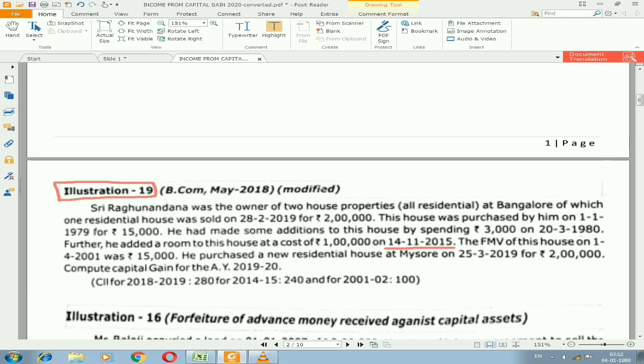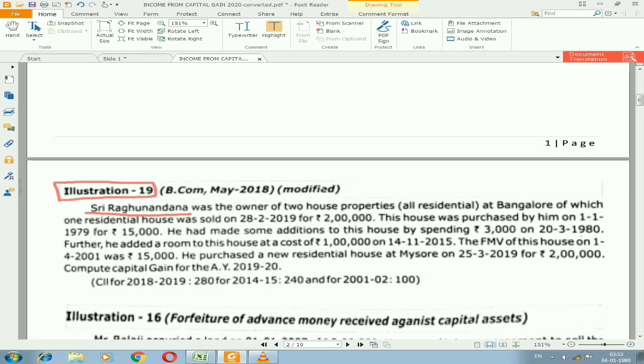1 lakh. The fair market value of this house on 1/4/2001 was rupees 15,000. They have given the market value. He purchased a new residential house at Mysore on 25/3/2019 for rupees 2 lakh. Compute capital gain for the assessment year 2019-20, and also they have given some index number. Don't get confused with the second purchase they have given in the illustration. So he purchased a new residential house at Mysuru on 25/3/2019 for 2 lakh. So remember, this is the new investment or new purchase which is made by the assessee.